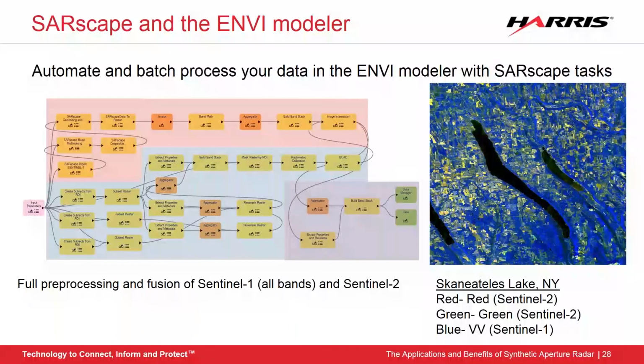So we have an image on the right, and what this is showing is the Skinny Atlas Lake in New York, which is the large lake in the middle. And looking at this image, it is an RGB image, where red is the red optical band, or the red band from Sentinel-2.